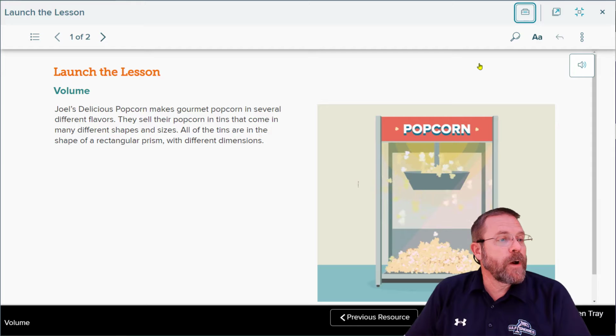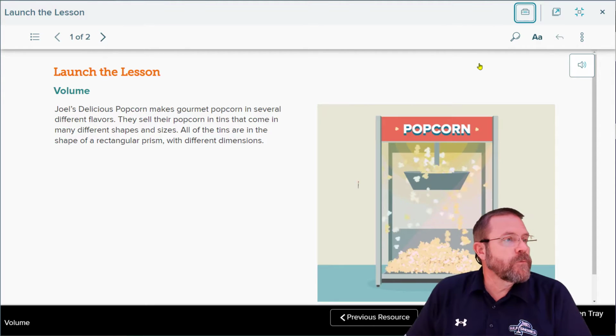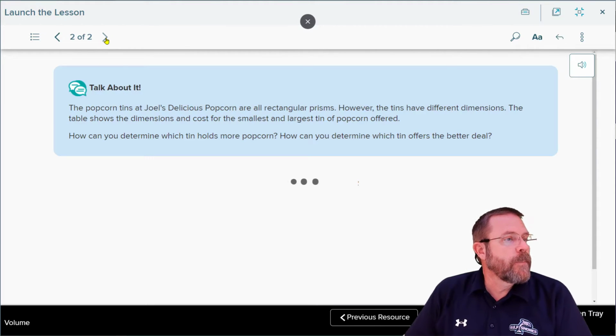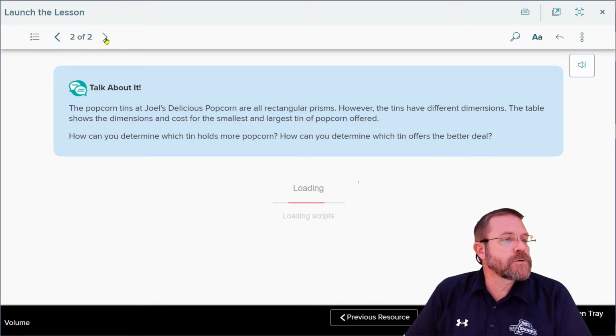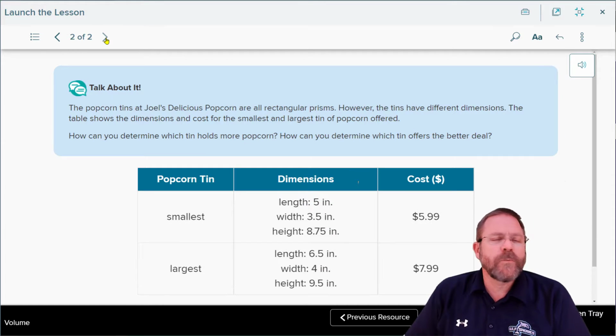They sell their popcorn in tins that come in many different shapes and sizes. All of the tins are in the shape of a rectangular prism with different dimensions. The popcorn tins at Joel's Delicious Popcorns are rectangular prisms. However, the tins do have different dimensions. They did tell us that already. The table shows the dimensions and the cost of the smallest and largest tin of popcorn offered.